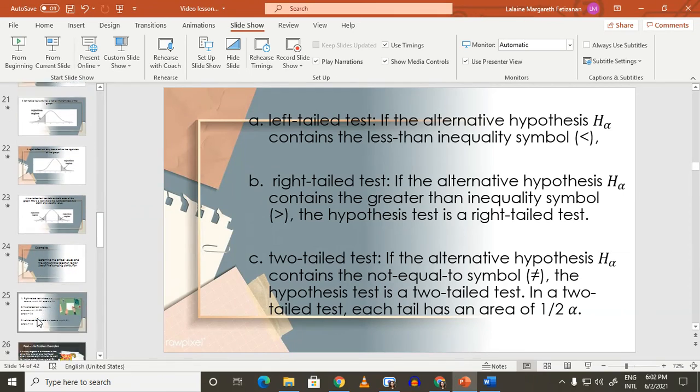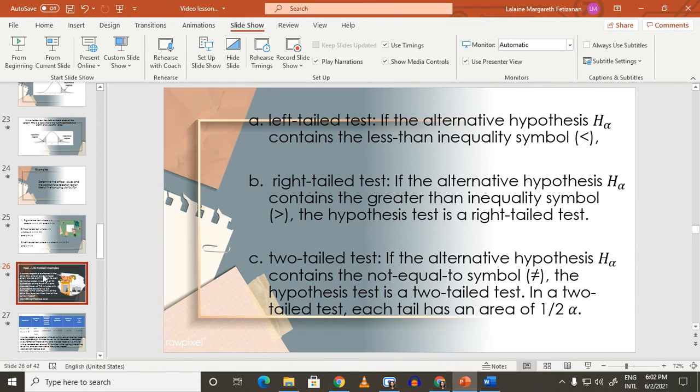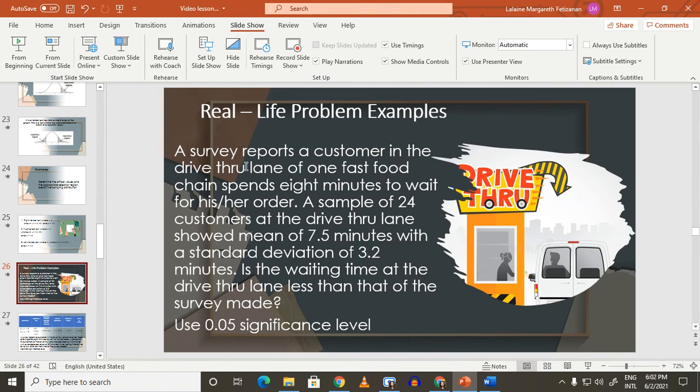Tandaan yan ha. Tapos, let's have now the real-life problems application. Okay, example. A survey report, a customer in the drive-thru lane at one fast food chain spends 8 minutes to wait for his or her order. Sample of 24 customers at the drive-thru lane show the mean of 7.5 minutes with a standard deviation of 3.2. So, yung standard deviation dito ay ang standard deviation ng sample. Okay? So, alpha is 0.05.